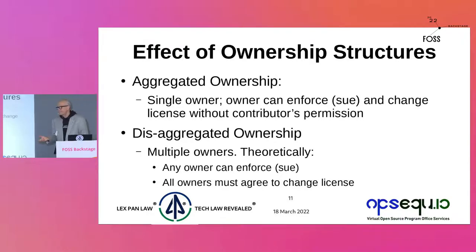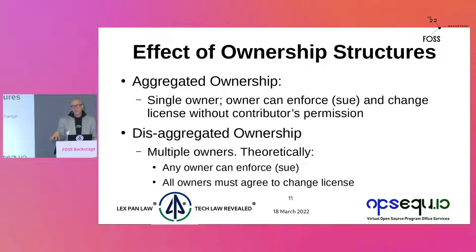Now, there are some pluses and minuses for aggregated versus disaggregated ownership. If there's a single owner of all the IP, then that single owner is the one entity that's allowed to make decisions to enforce the license, to sue people who don't follow the license. It also gives them permission to change the license if they see fit. If they decide for whatever reason it's time to change the license, they have all the IP rights and they own them, and they can make that decision unilaterally on their own.